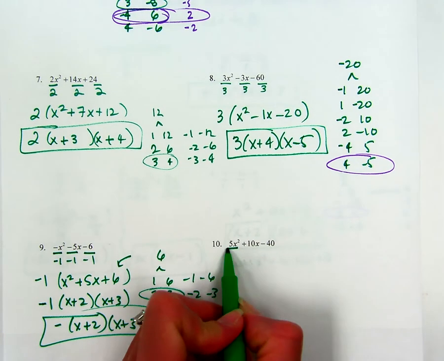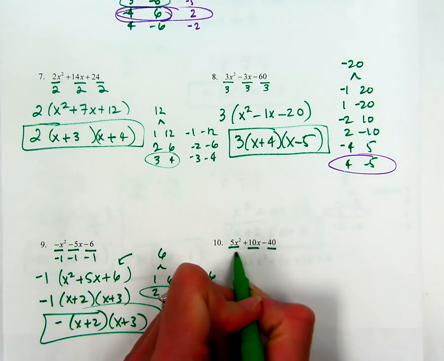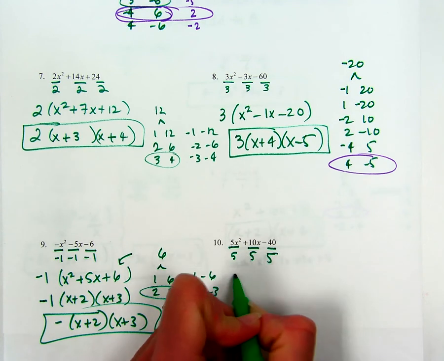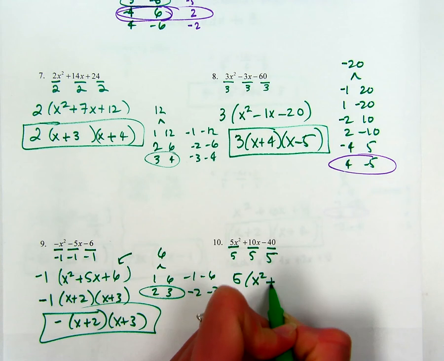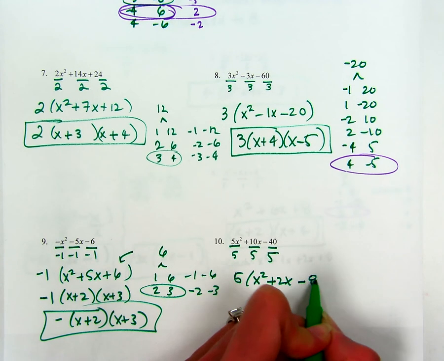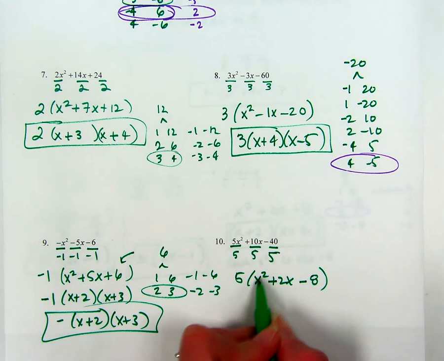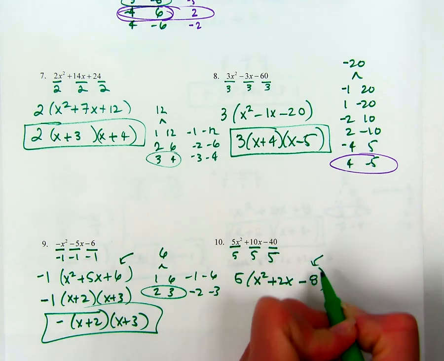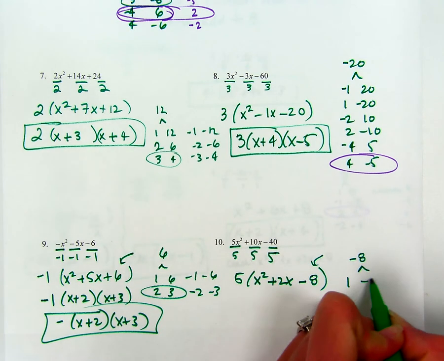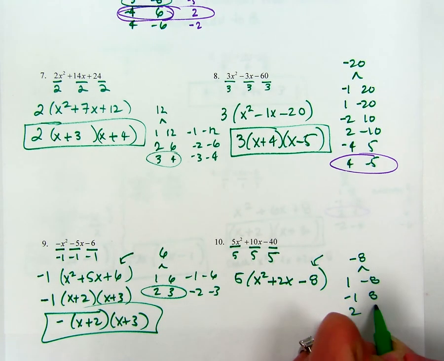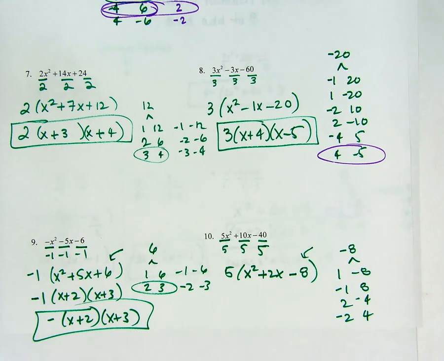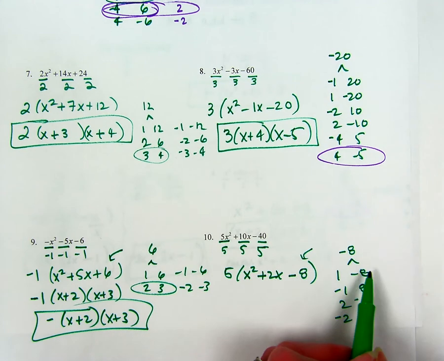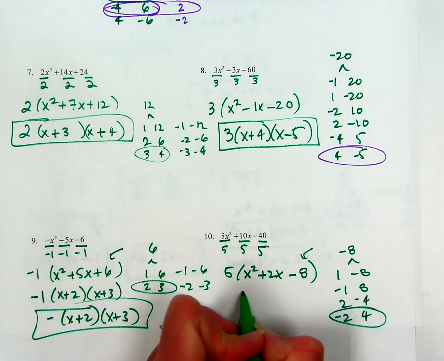All right, last problem. GCF, what can 5, 10, and negative 40 be divided by? It's 5. What I'm left with is x squared plus 2x minus 8. Okay, there's just an x squared, so we go ahead and look at what multiplies to negative 8, which is 1 and negative 8, negative 1 and 8, 2 and negative 4, and negative 2 and positive 4. All right, now we want to look at what adds to 2. This adds to negative 7, positive 7, negative 2. This one is positive 2. So that's the one we want.